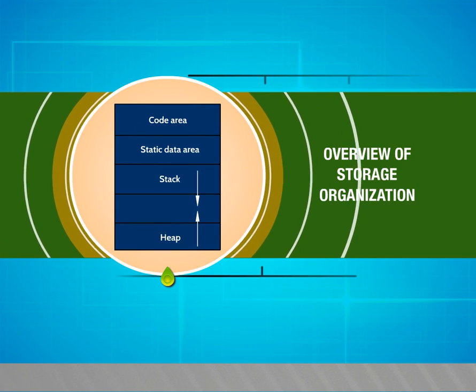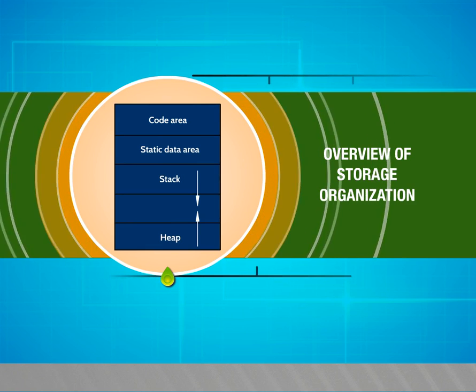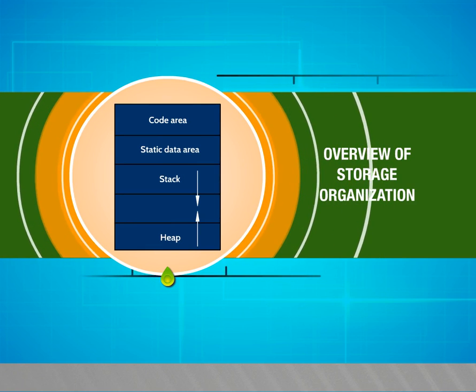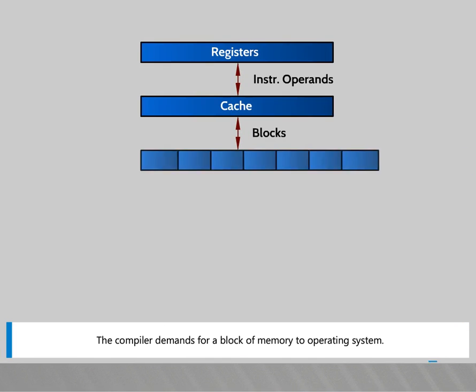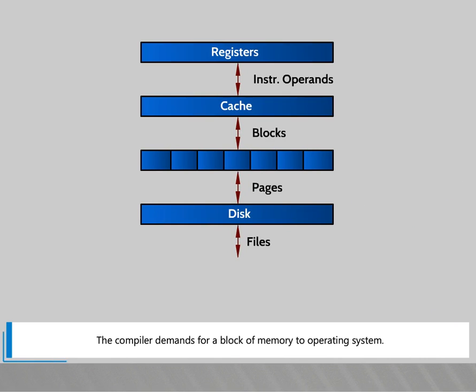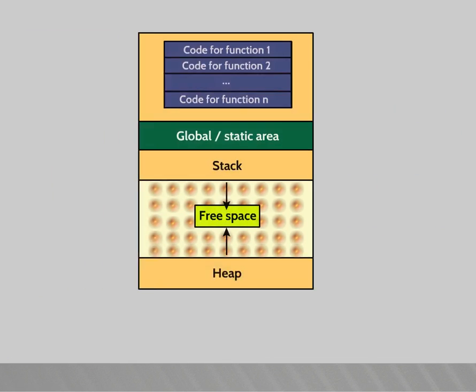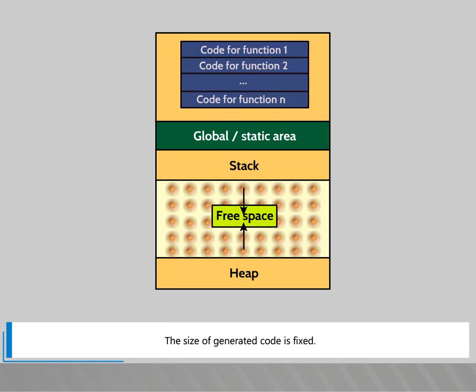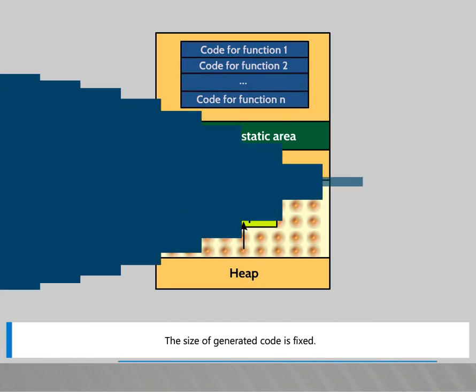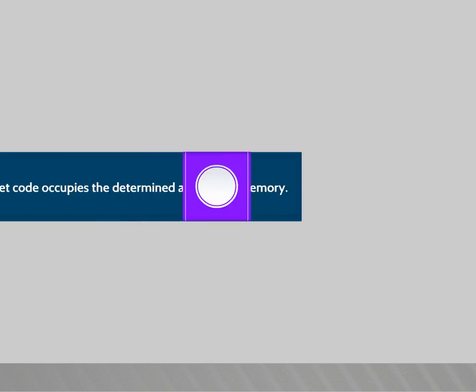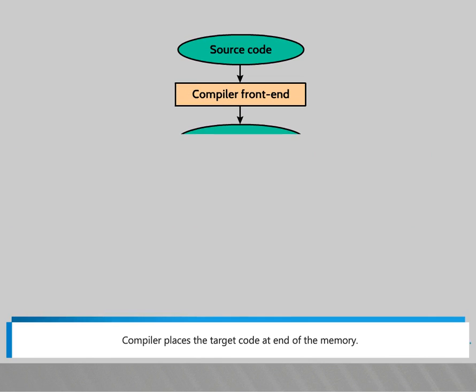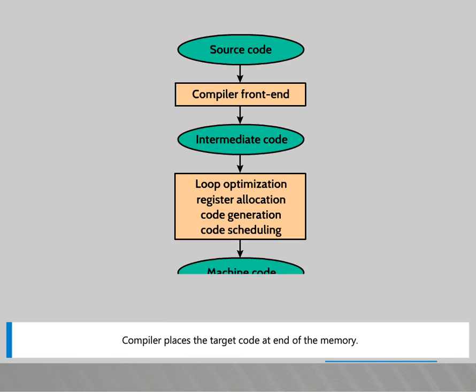Overview of storage organization. In this video, we are going to see an overview of storage organization. The compiler demands a block of memory from the operating system. The size of the generated code is fixed. Hence, the target code occupies a determined area of memory. The compiler places the target code at the end of the memory.